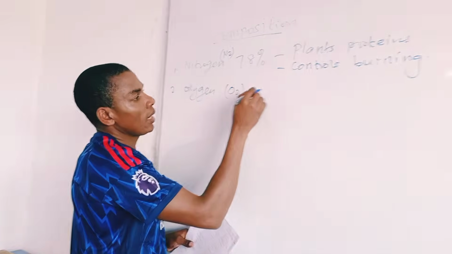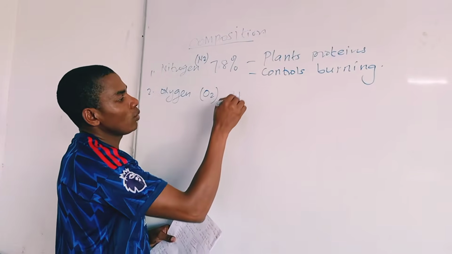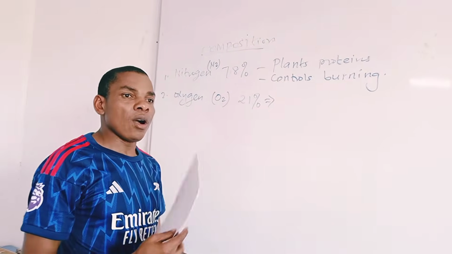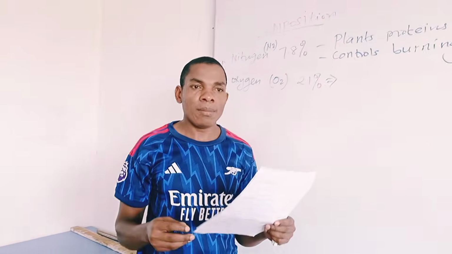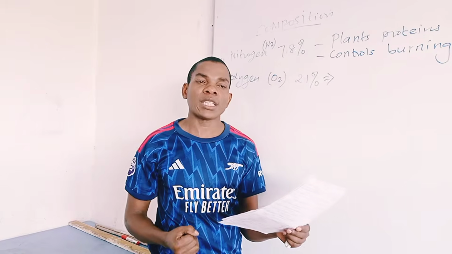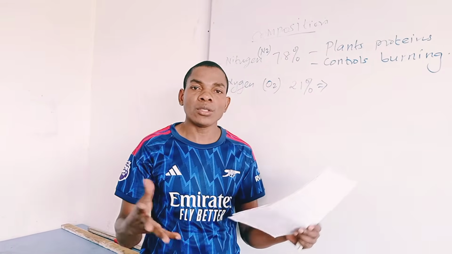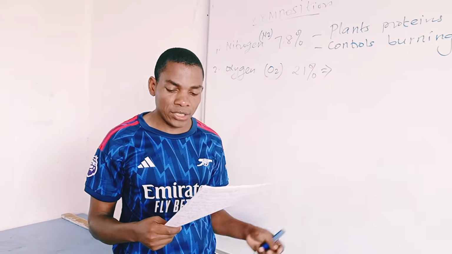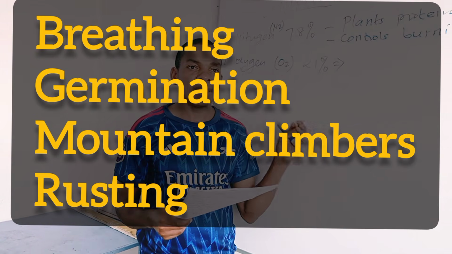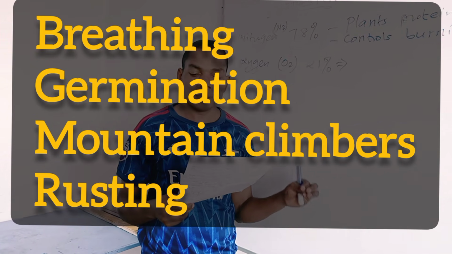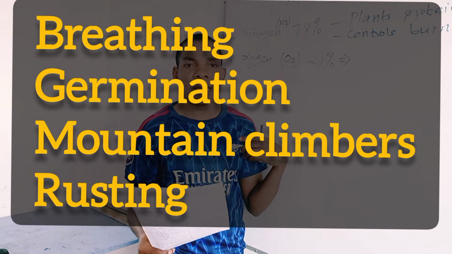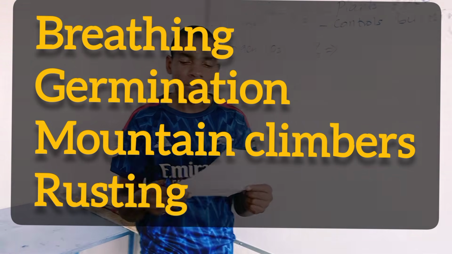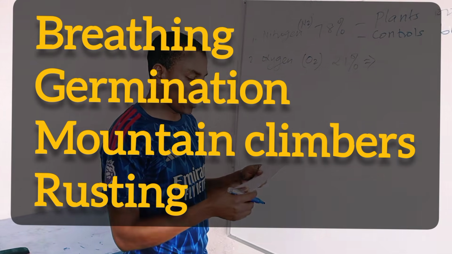Oxygen, the percentage of oxygen is 21%. It is used a lot. Oxygen is used by human beings for breathing, to support life. Then it is also used in hospitals for people who have difficulty in breathing or breathing problems. Germination needs oxygen. Deep mountain climbers and deep sea divers also use oxygen for that matter. Then we have rusting. Rusting also needs oxygen.